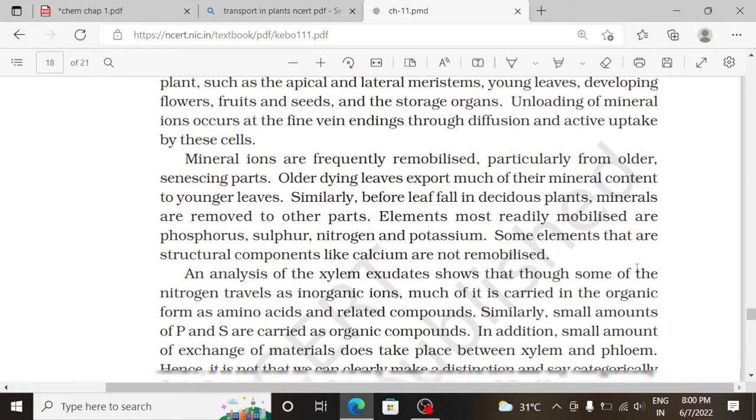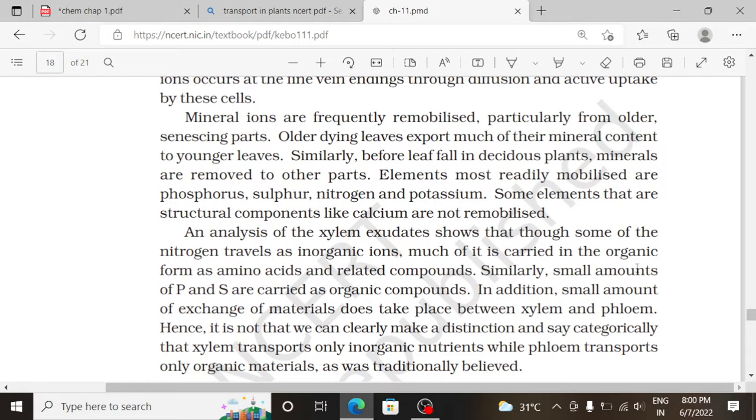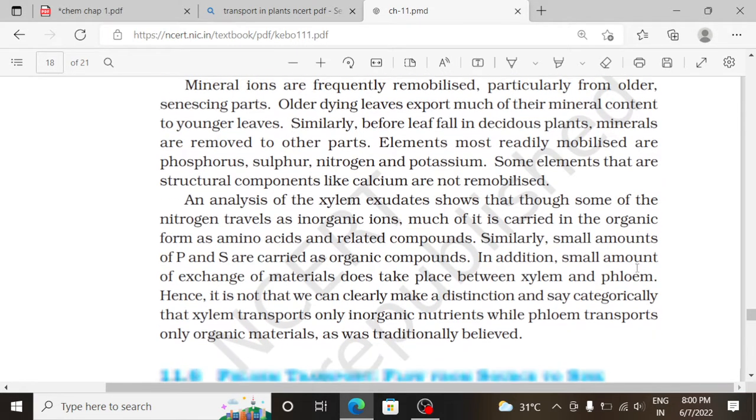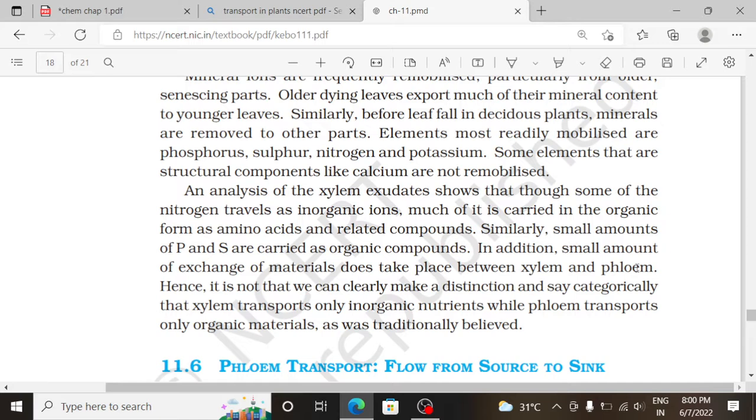Mineral ions are frequently remobilized, particularly from older senescing parts. Older dying leaves export much of their mineral content to younger leaves. Similarly, before leaf fall in deciduous plants, minerals are removed to other parts. Elements most readily mobilized are phosphorus, sulfur, nitrogen and potassium. Some elements that are structural components, like calcium, are not remobilized.